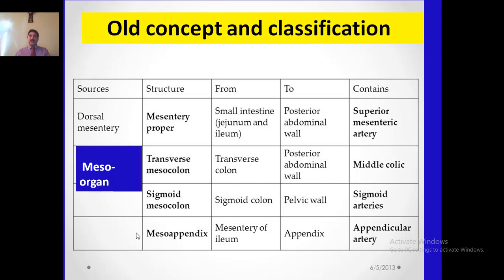Recently, in 2012, a new concept has been given wherein transverse mesocolon, sigmoid mesocolon, and mesoappendix have been classified as meso-organ. As per this classification, mesentery is divided into two parts: mesentery proper, which represents the mesentery of the small gut, and meso-organ, which includes the mesentery of the transverse colon, sigmoid colon, and appendix.